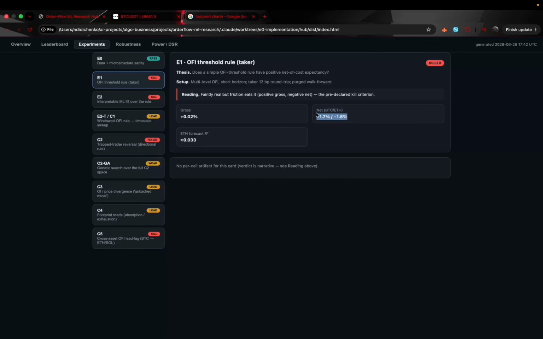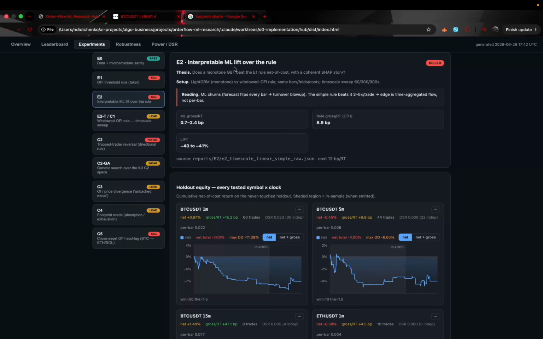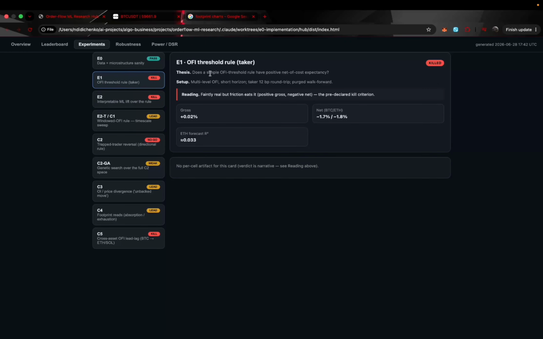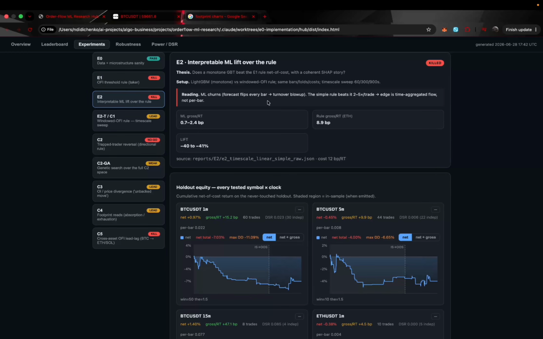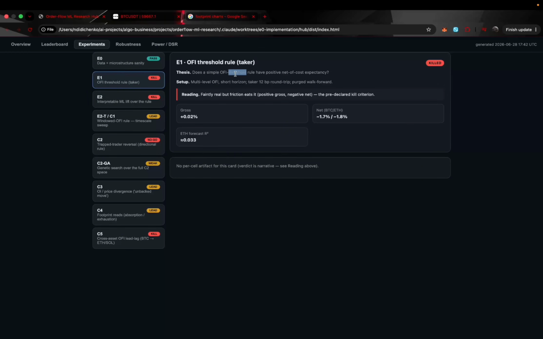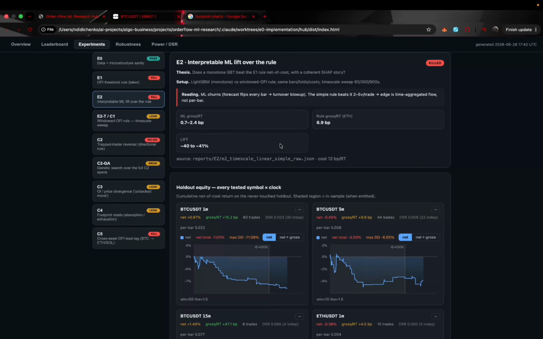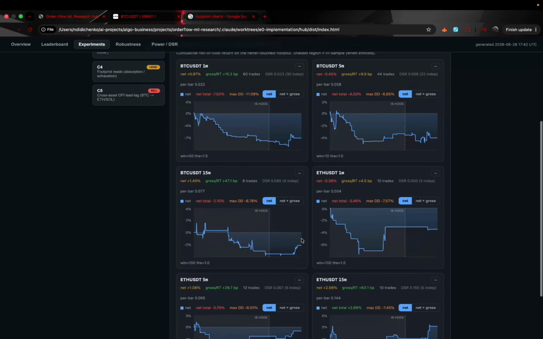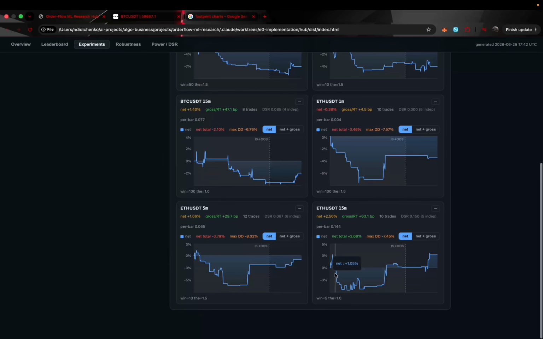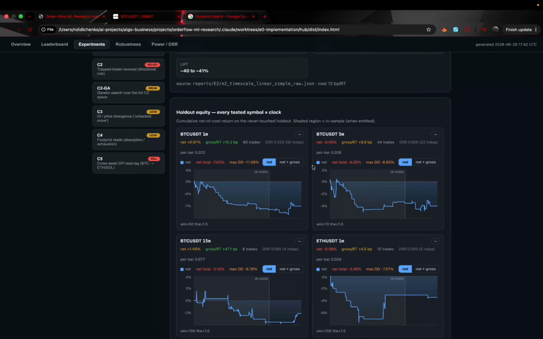And including costs, it's really not. Then the interpretable machine learning lift over the rule. That's basically the E1 version, but instead of a hardcoded threshold rule, we have a machine learning model that has control over this threshold in order to improve results. We can see the equity curves here. Some of them are even profitable, but it's not really what we are looking for.